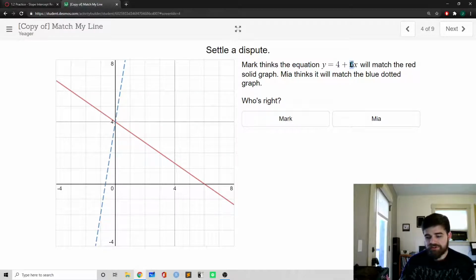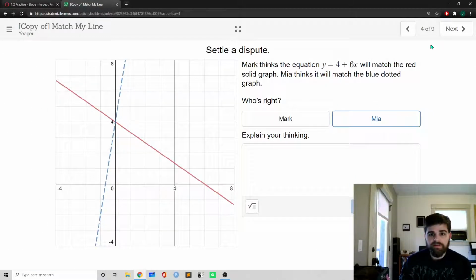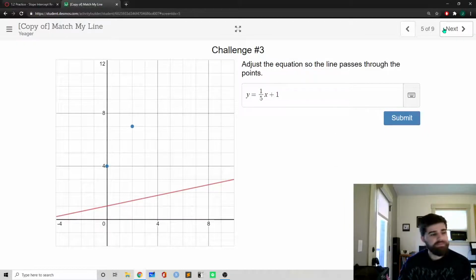6 represents our slope. Notice that our slope is positive 6, which means the line should be going up and to the right. Again, a positive slope will head up to the right, a negative slope will head down as we go to the right. So the blue looks more correct. All right, and you want to explain your thinking. Don't just move on like I'm doing. I'm just giving you an overview here.